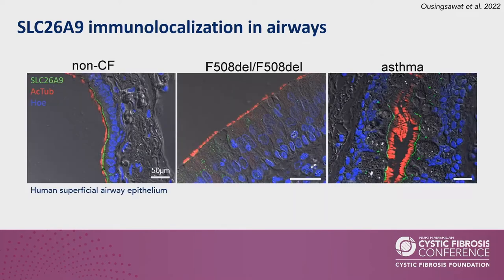And when we looked at airway submucosal glands, we saw no staining in any of the conditions. And when we looked closer, and now also co-stained with a ciliated cell-specific marker, so we use here acetylated tubulin in red, we saw in the non-CF airways that this staining seemed to be clearly apical and ciliated cell-specific. Again, we saw no staining in the F508del homozygous condition, and in the asthmatic lungs, we saw a normal, tentatively maybe, but not clearly enhanced expression of SLC26A9.